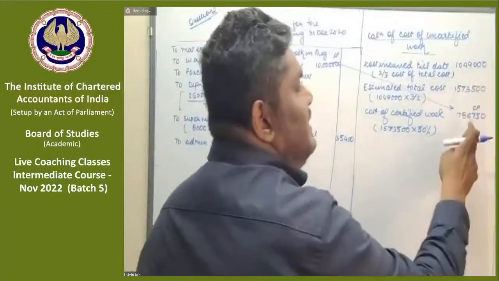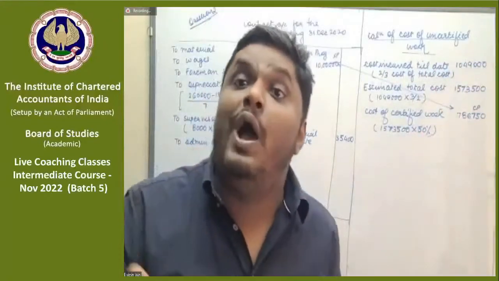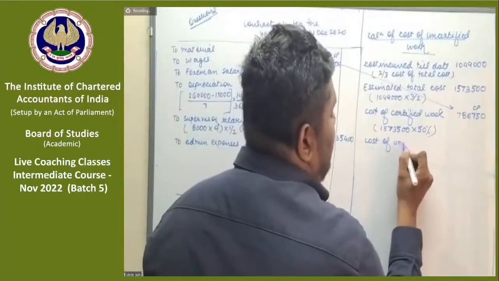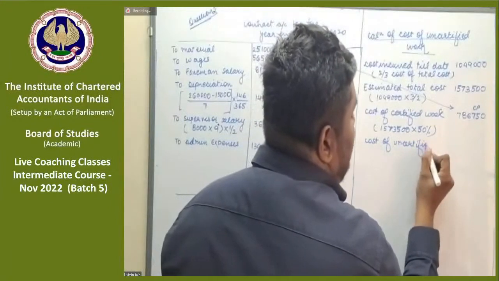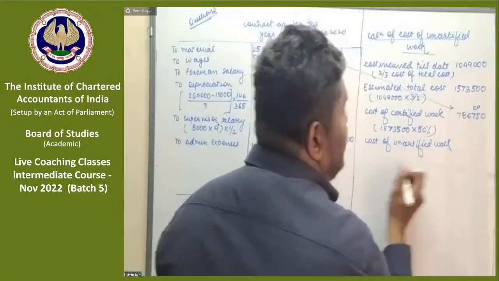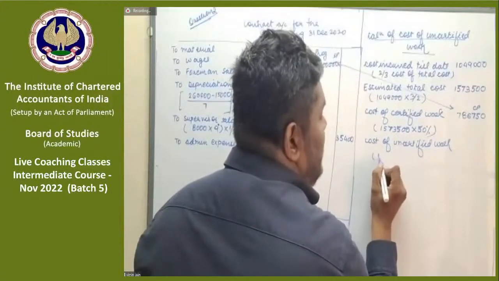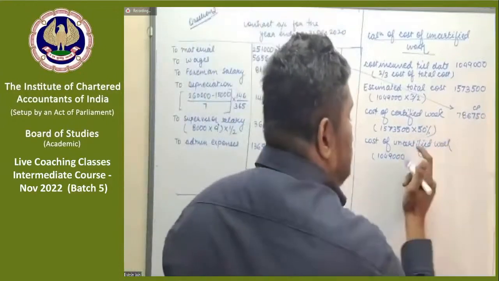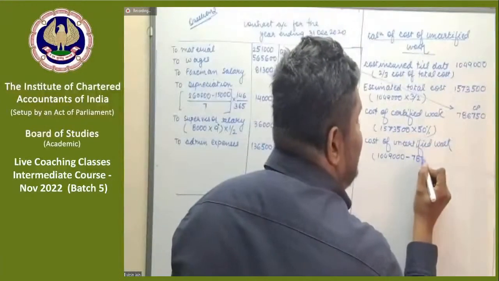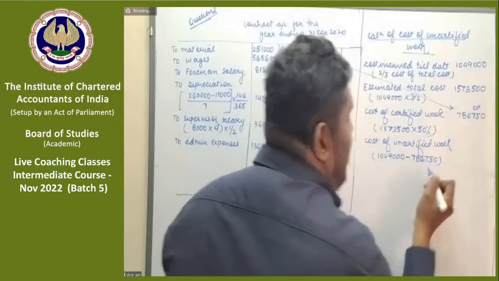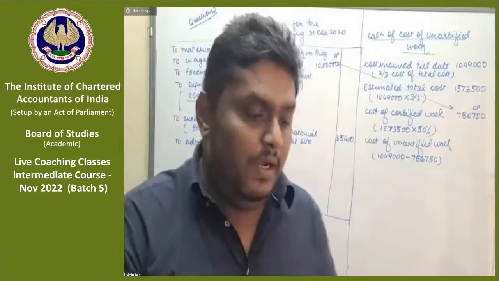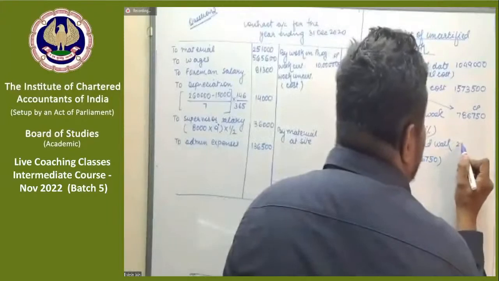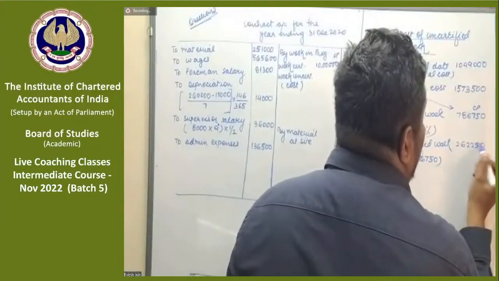So now we know very well that cost incurred till date is 10,49,000. Of this much, cost is already certified. So how much cost is not certified? Cost of uncertified work: total cost incurred till date is 10,49,000. Of this, cost already certified is 7,86,750. So how much is the cost that is incurred and not yet certified? Very simple: 2,62,250.